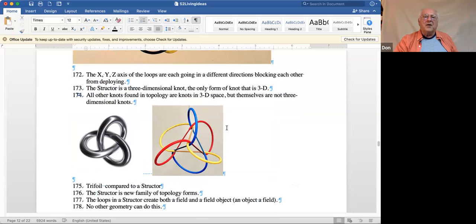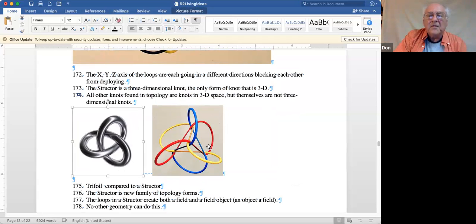Now, all other knots found in topology are knots in 3D space, such as this dark one here, that's a trifold, but themselves are not 3-dimensional knots because they don't create a spatial event. This is 3 loops creating a spatial event, and I call this a true 3-dimensional knot. This is a knot in space, and this is a space-producing knot of loops.